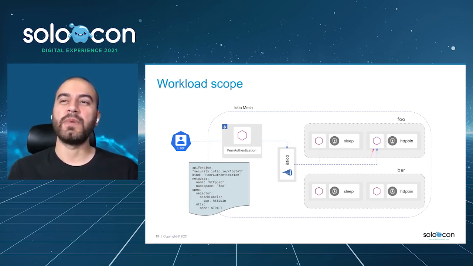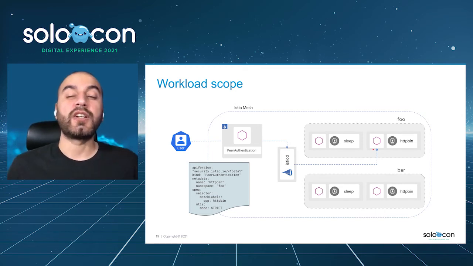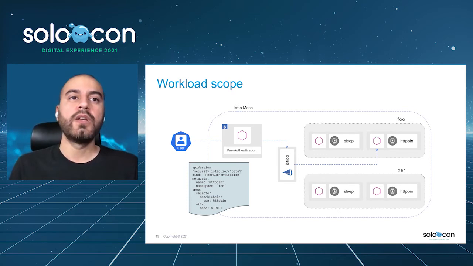And then finally, you can scope it down even further. I shouldn't say finally, there's one level lower, but in this case, you can scope it down to a particular workload. So in this case, we have a foo in the foo namespace.